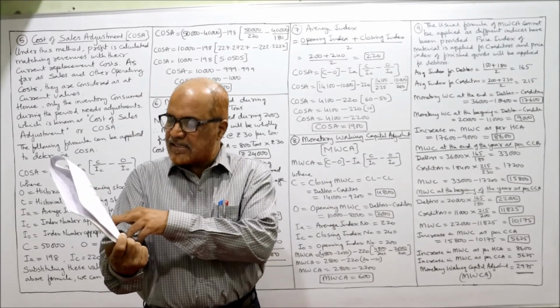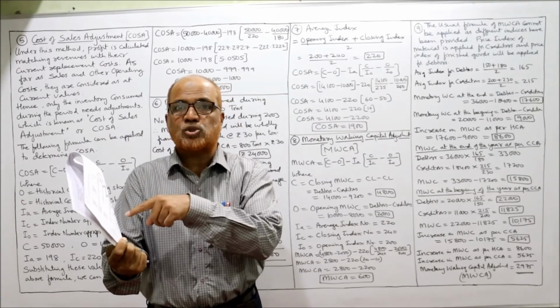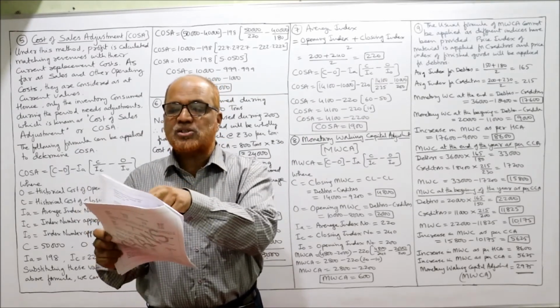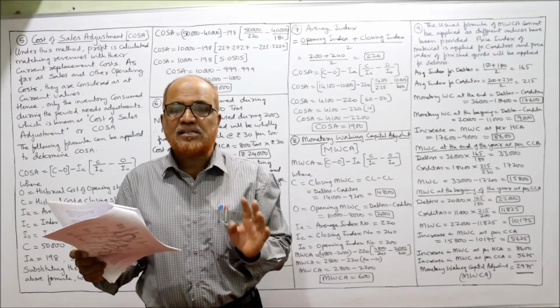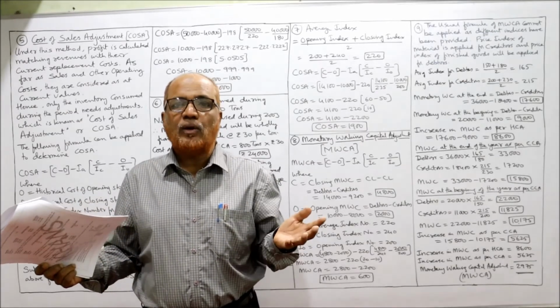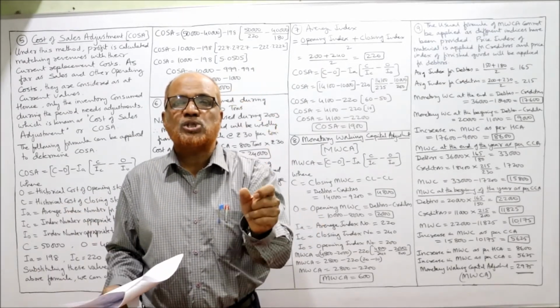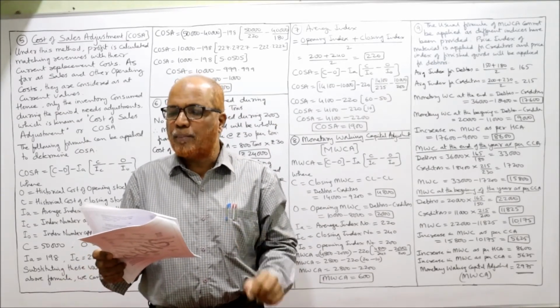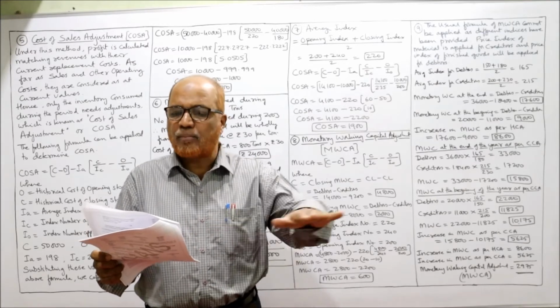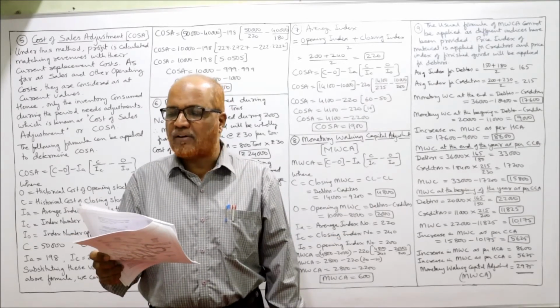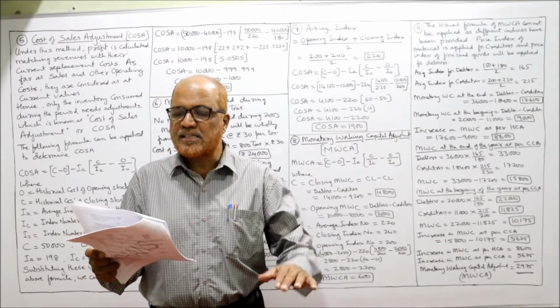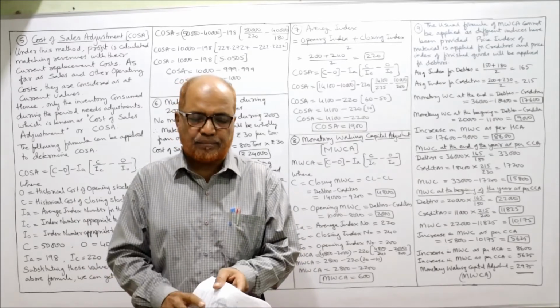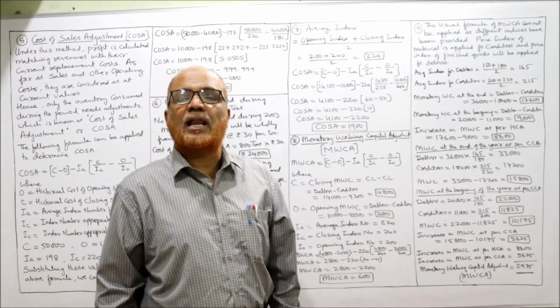So opening index is given, 200, beginning of the year index 200. End of the year index is 240. But average index is not given. So we can find out average index, opening index plus closing index divided by 2. We'll get the average index. You may presume that materials are consumed uniformly throughout the year, generally a month after the date of individual purchases. Rise in prices is also uniform throughout the year. That's it. So we are required to calculate the COSA.